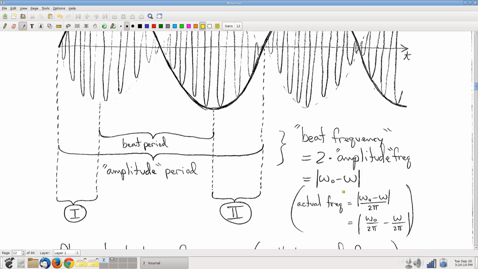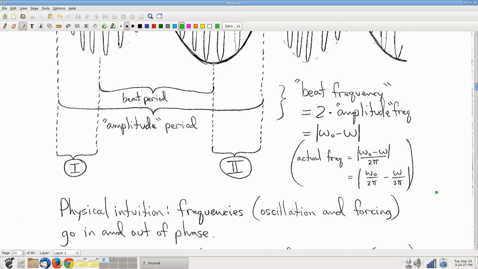Of course, don't forget the actual frequencies. You've got to divide by 2 pi. Nevertheless, it remains that the actual beat frequency is the absolute value of the difference of the actual natural frequency and the actual forcing frequency. Okay, so let's talk about the physical intuition for this.